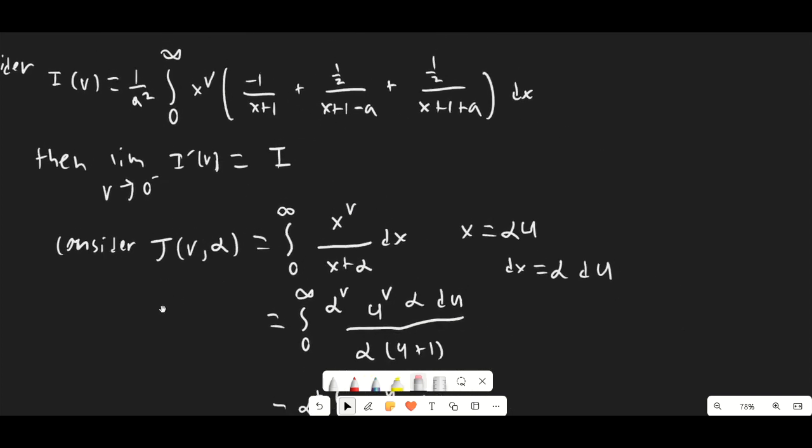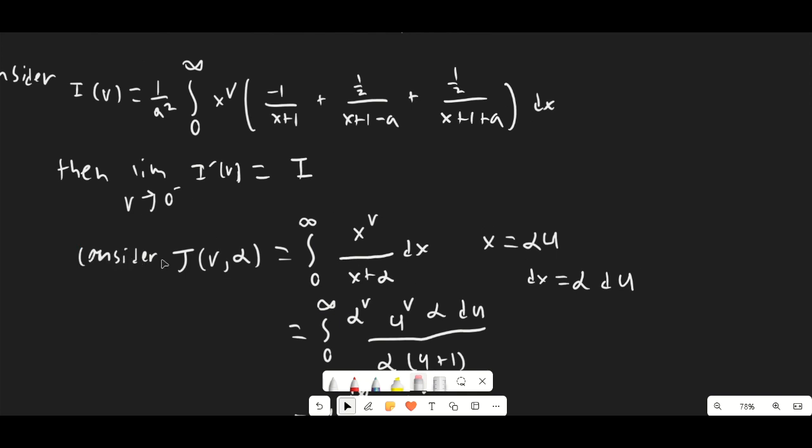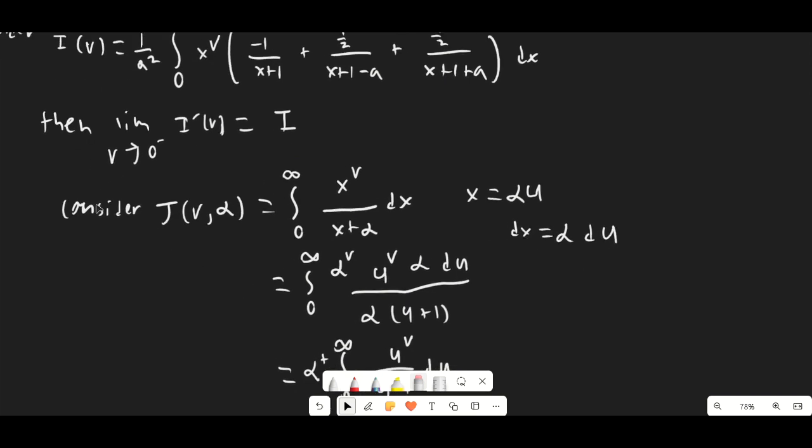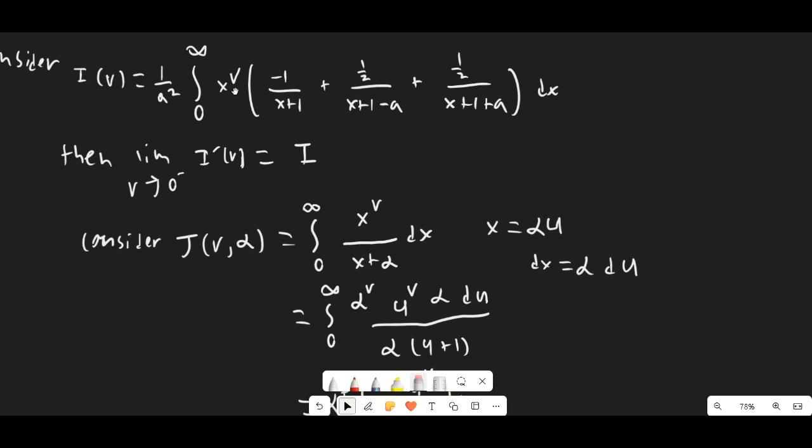So we're going to define another integral function right here, J of v and alpha. It's going to have two different variables, and we're just using this to facilitate our calculation of these three separate integrals: x to the v over x plus 1, x to the v over x plus 1 minus a, and so on and so forth.